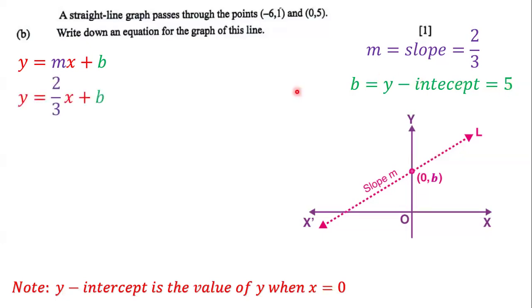And so we have that m is 2 over 3, so we have 2 over 3 in place of m. And then we substitute for b. We know that b is 5. So we have y is equal to 2 over 3 x plus 5. And this right here is the equation for the graph of this line. And this is the answer to our question.